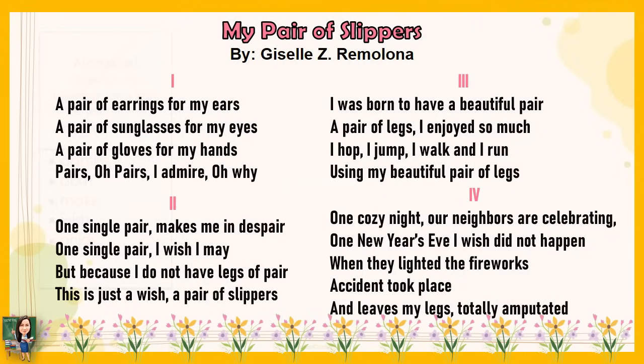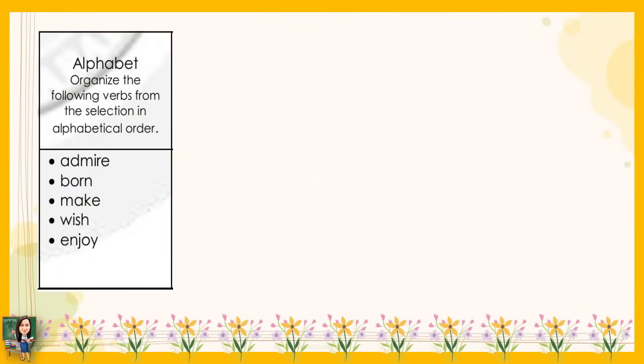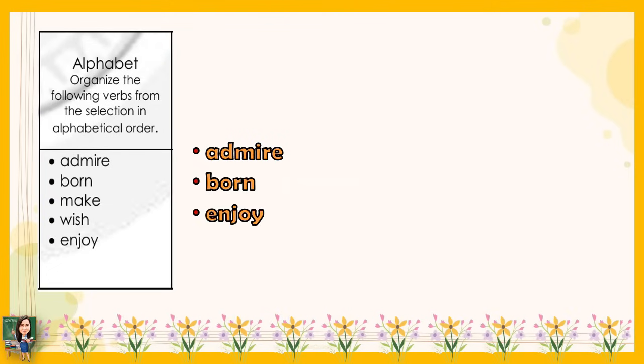And now let us do this activity. Alphabet: organize the following verbs from the selection in alphabetical order. So from the selection, the verbs in alphabetical order are, the first one is admire, second, born, third, enjoy, fourth, make, and fifth, wish.